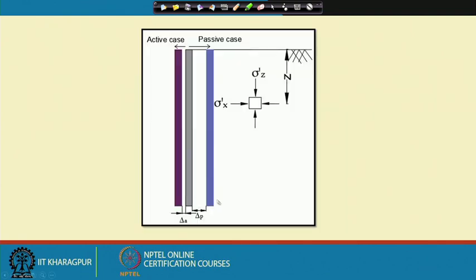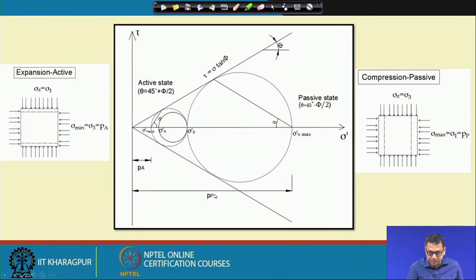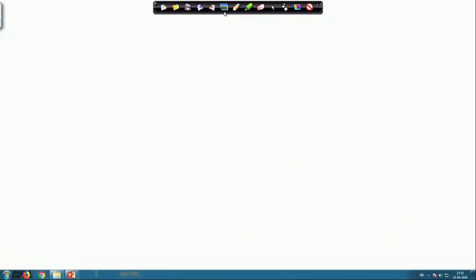Again, there are two cases as I have discussed, one is active and one is passive. You can see that the deformation of the active case is less than the deformation of the passive case. Now we will discuss the active and passive cases. I will discuss in terms of the Mohr circle.